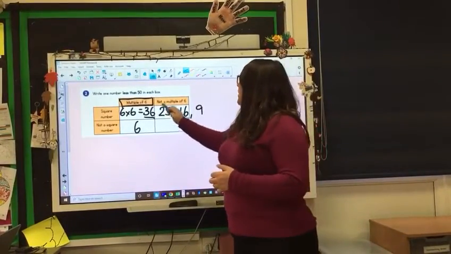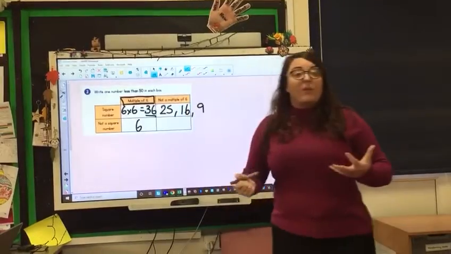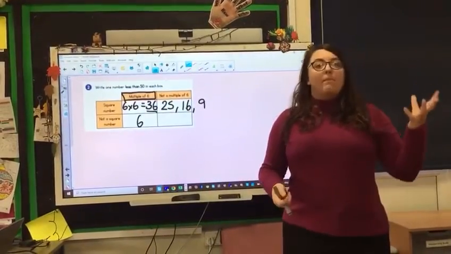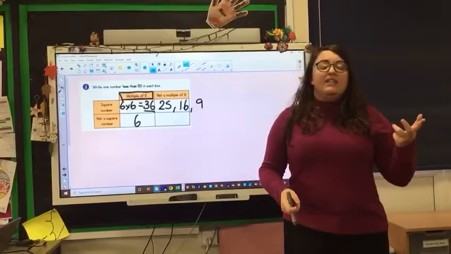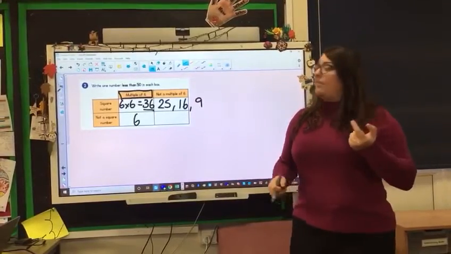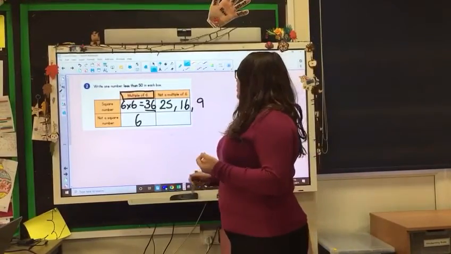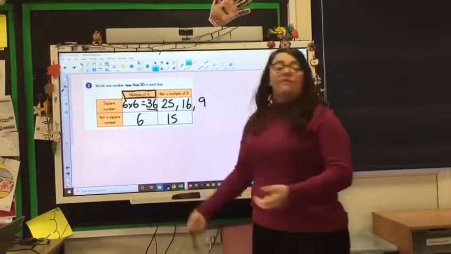Then you need to pick a number that is not a multiple of 6 and not a square number. Just pick a number, as long as it's less than 50, it's not a square number, and it's not in the 6 times tables. I'm going to choose 15.